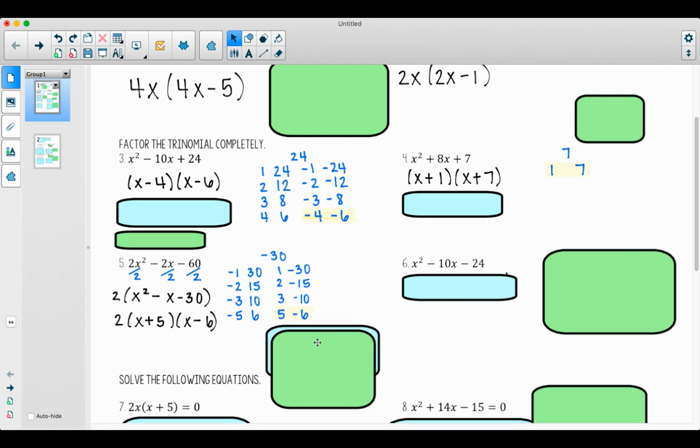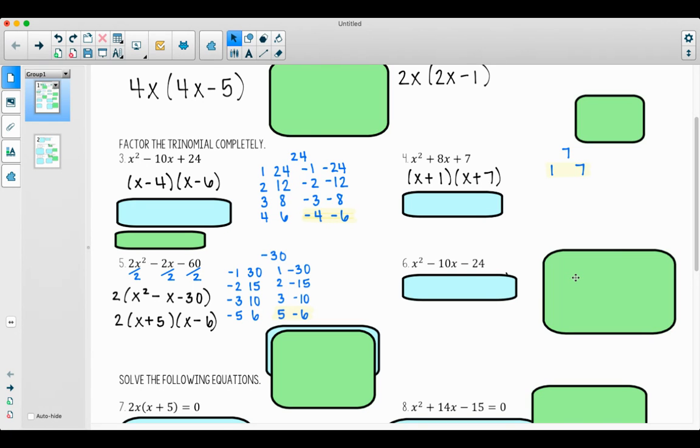In problem number 6, which looks pretty similar to number 3, I have x squared minus 10x minus 24. There's no greatest common factor, but I need to think of two numbers that multiply to a negative 24, but the same two numbers add to that negative 10.